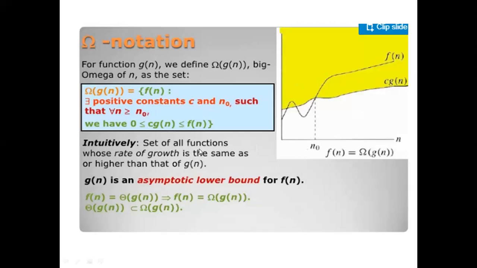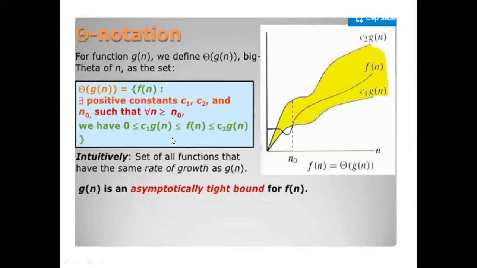Coming to the omega notation, when a function g of n is less than or equal to f of n, we call it the lower bound. Then if c1 of g of n is less than f of n, which is less than c2 of g of n, with two constants c1 and c2, it is called theta notation. We call it a tight bound.